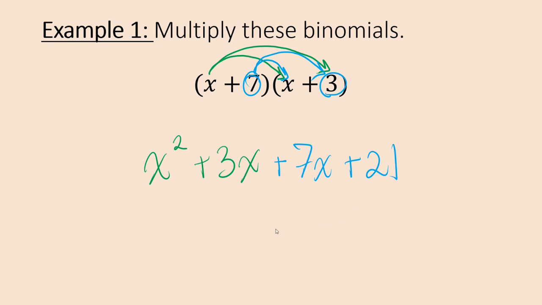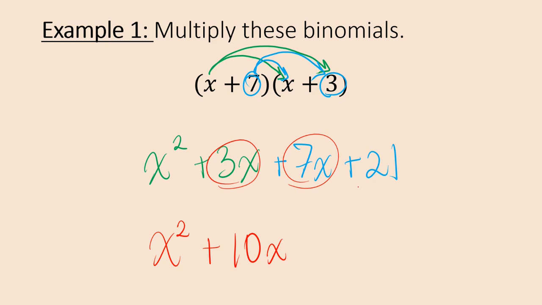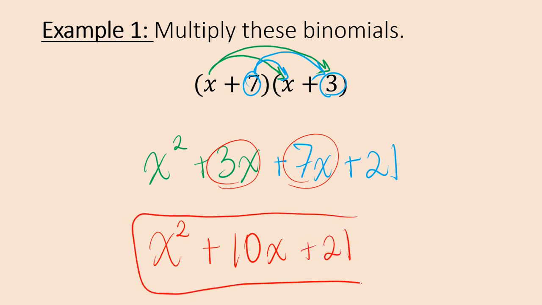Okay, where do I have like terms in this expression? Which 2 terms can I add together? Well, yeah, I have a 3x and a 7x. I can add those together because they have the same variable. Why can't I also add this x squared? Because it doesn't have the same exponent. This one has a squared and these ones don't. So I can't add the x squared, but I can add 3x and 7x and I get 10x. And then I still have that plus 21. So there we go. There's our final answer.